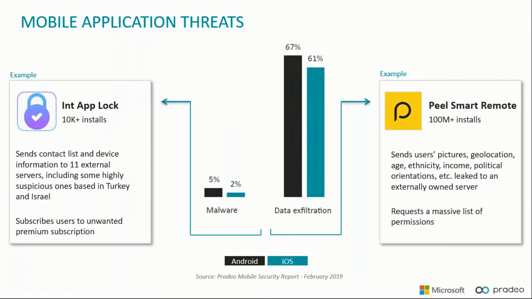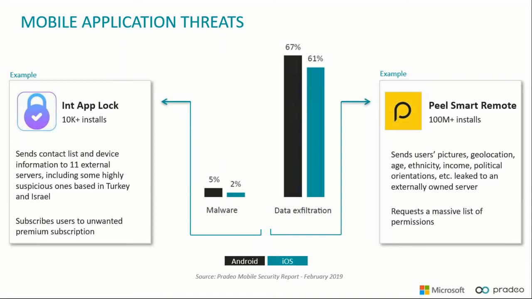Now, let's focus on mobile application threats and see what mobile applications are up to. Malware is the least spread mobile threat and affects only 5% of Android applications and 2% of iOS applications. In contrast, data exfiltration is by far the most common and popular mobile application threat, as it's performed by 67% of Android and 61% of iOS applications.